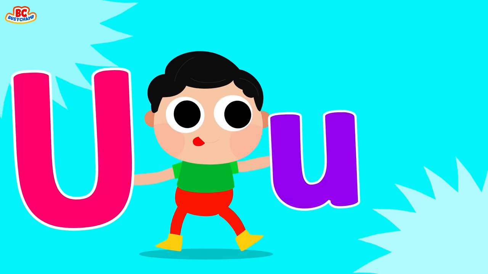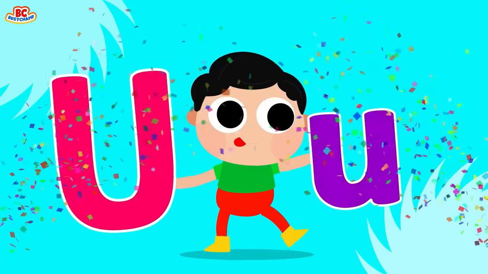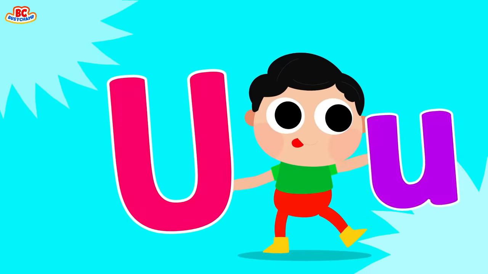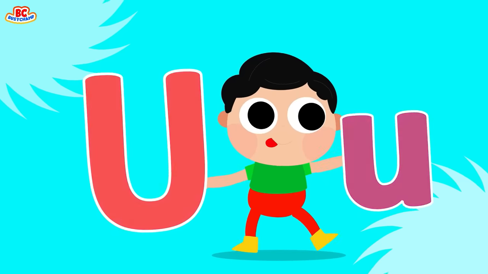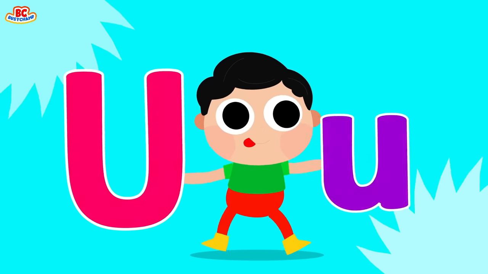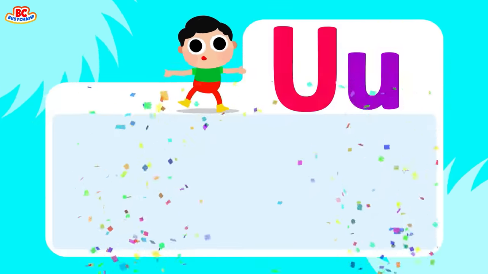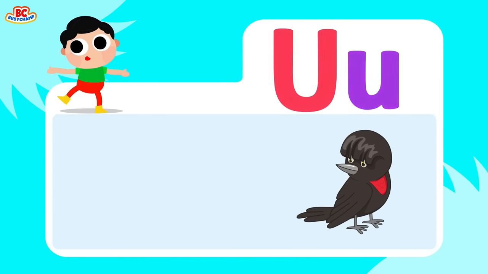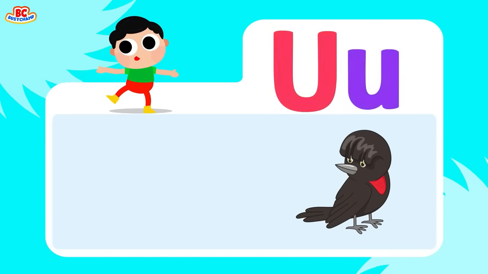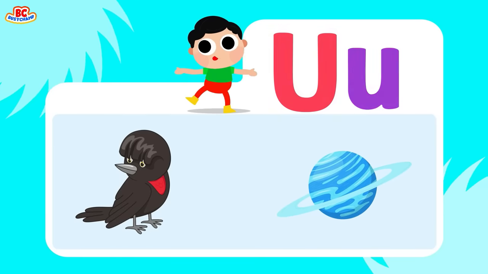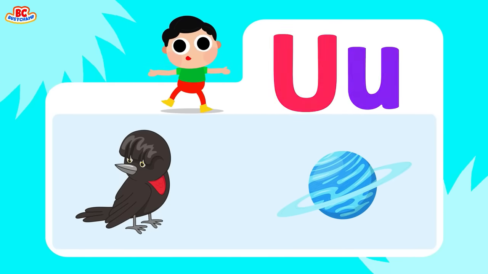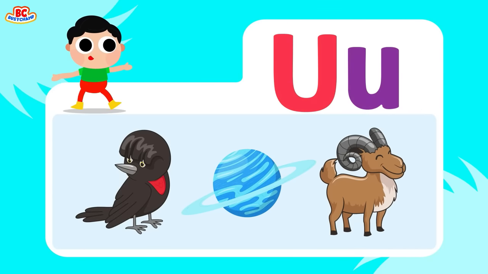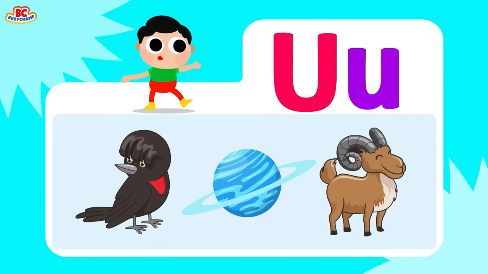Which alphabet can you see in my hands? I have the letter U in my right hand and it sounds U in my left hand. And there are so many words that begin with letter U. U called umbrella bird. Umbrella bird. U called Uranus. Uranus. U called urine. Urine.